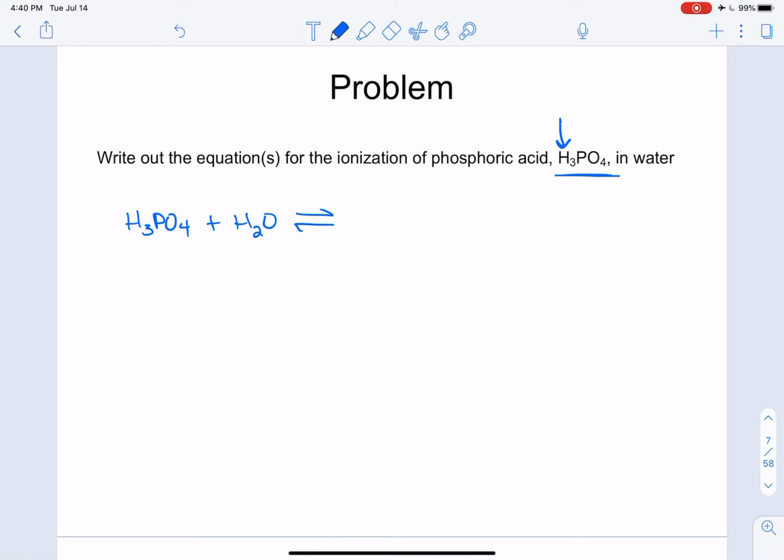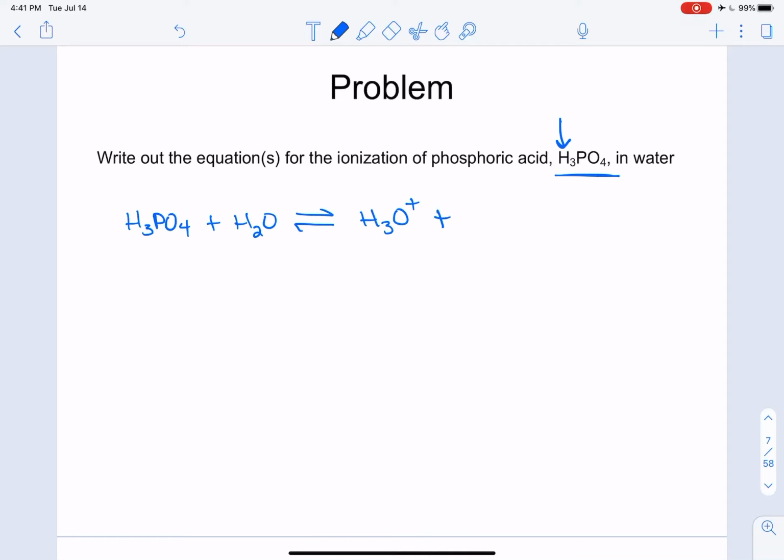So what happens, nonetheless, because it's an acid, is the water is like, hey, phosphoric acid, you're an acid, so you're going to give me a H plus. And phosphoric acid says, certainly I can do that. And that means that water grabs an extra H plus and it becomes an H3O plus.